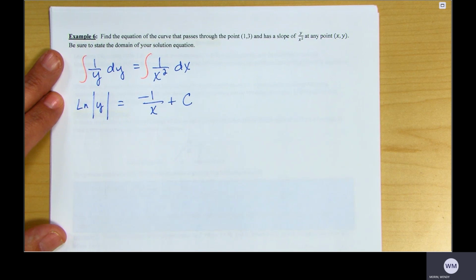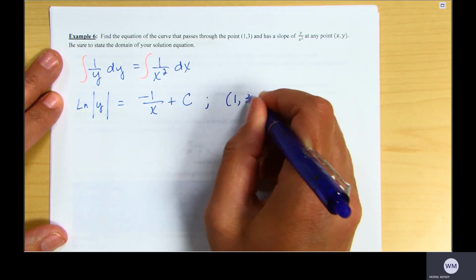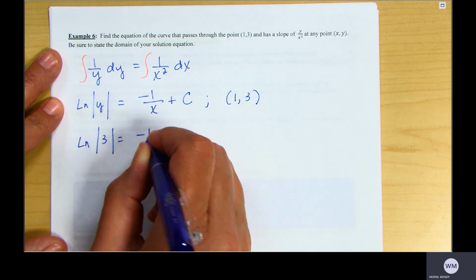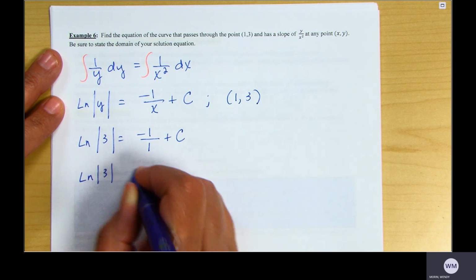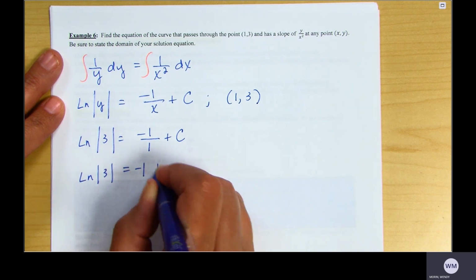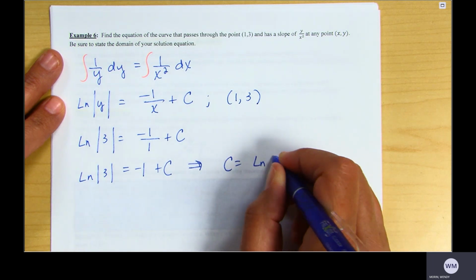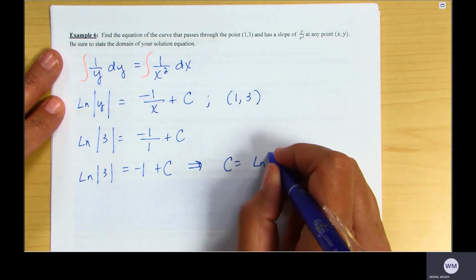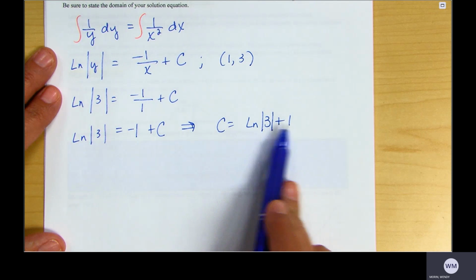Okay? So the next thing we have to do is find our constant of integration. What are we given? We're given (1, 3). So the absolute value of our y value, 3, equals -1 divided by our x value, 1, so the natural log of 3 equals -1 plus c. So that tells us that c is equal to the natural log of the absolute value of 3, which is 3, plus 1. So be careful with this. If you want to keep the absolute value around it or put parentheses around it, you can, because I don't want you adding the 3 and the 1 together.